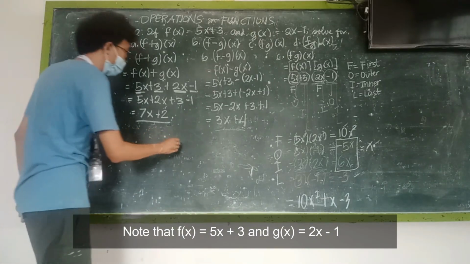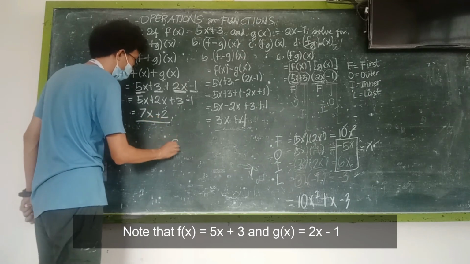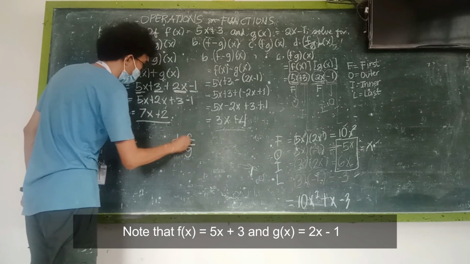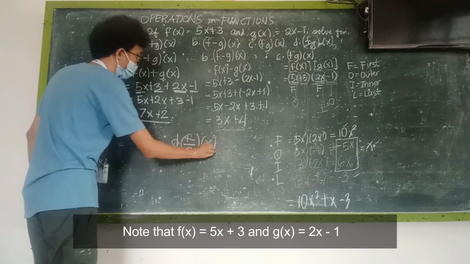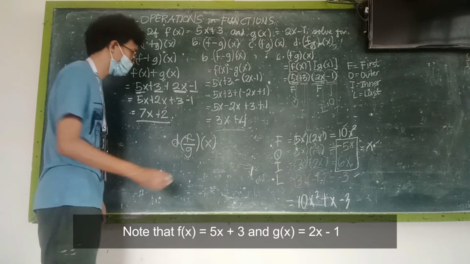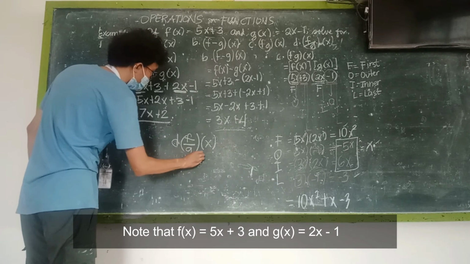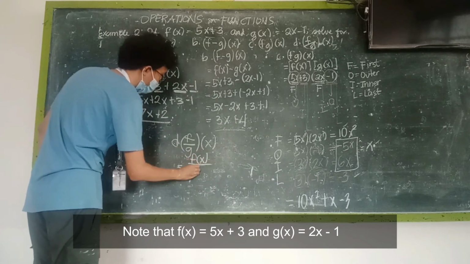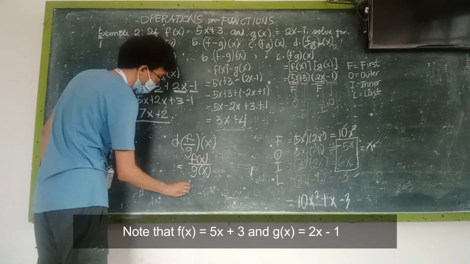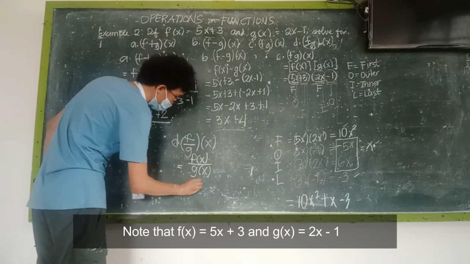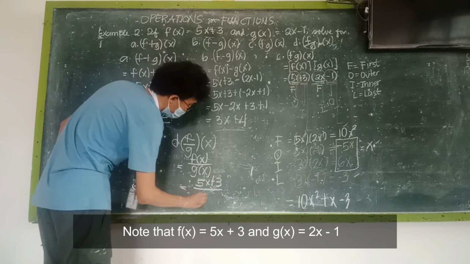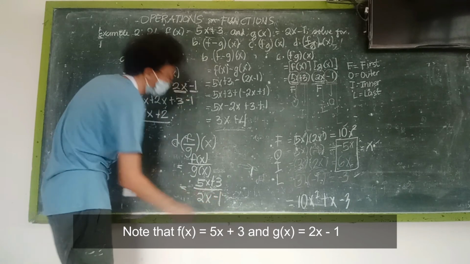We have letter D. Dito na lang natin sa ibaba para mag-cash na tayo. Letter D, f of g of x. So in this case, we are going to divide only 5x plus 3 by 2x minus 1. So magiging f of x all over g of x. And this is equal to f of x which is 5x plus 3 all over 2x minus 1.